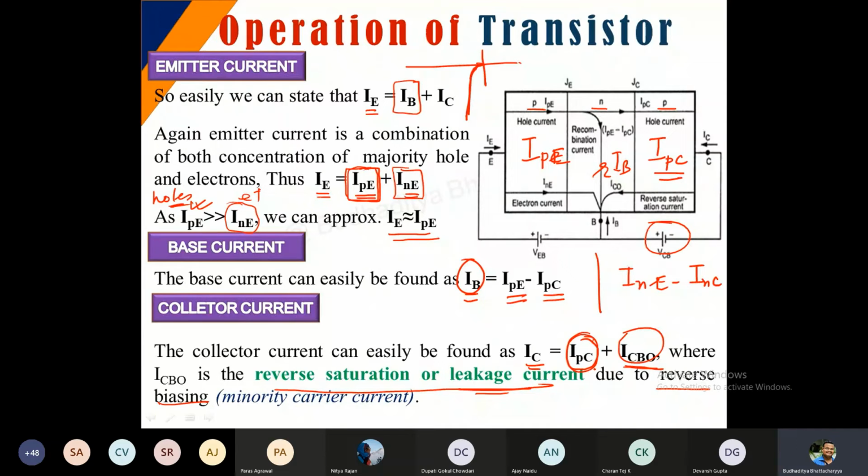base, and collector region. Alright, but you will soon find that all these individual calculations or nomenclatures will not be that relevant, because we are mostly going to consider I equal to IB plus IC for most of our calculations. But this is more detailed.